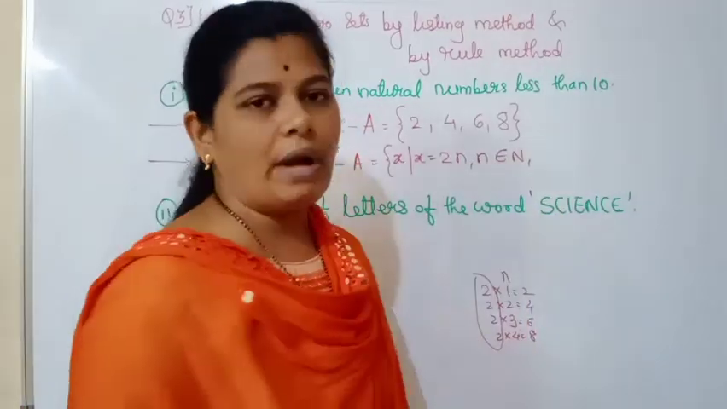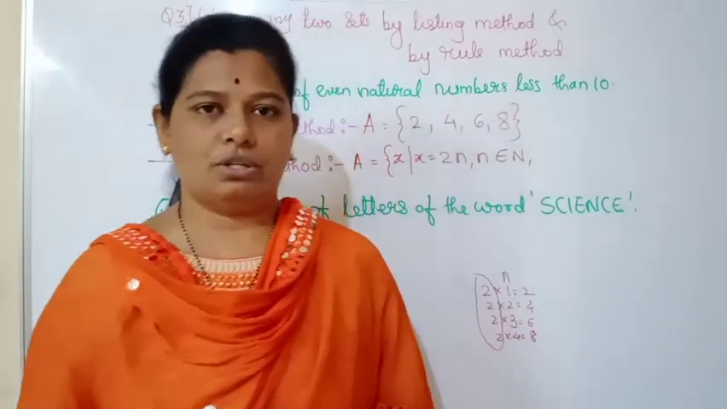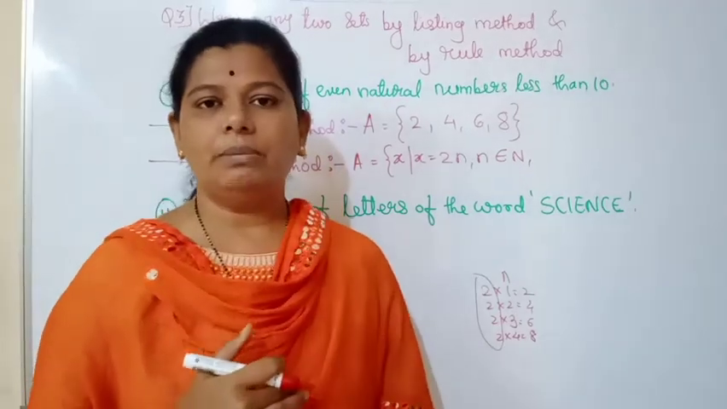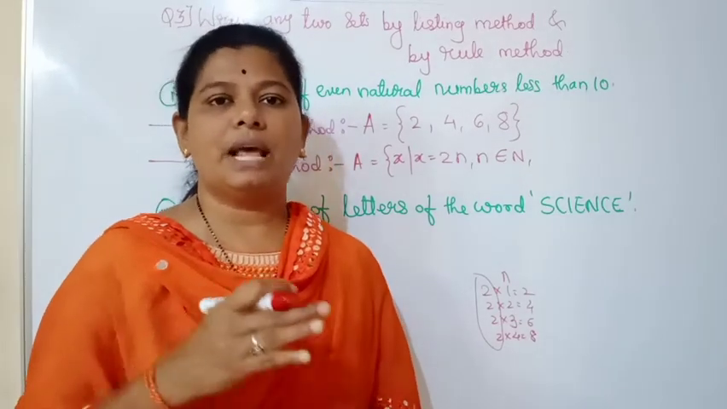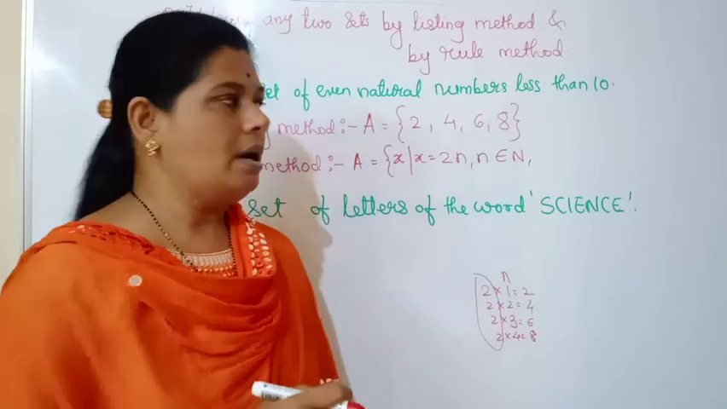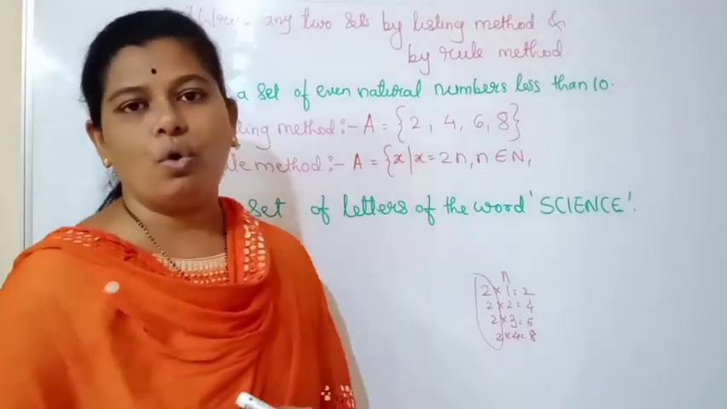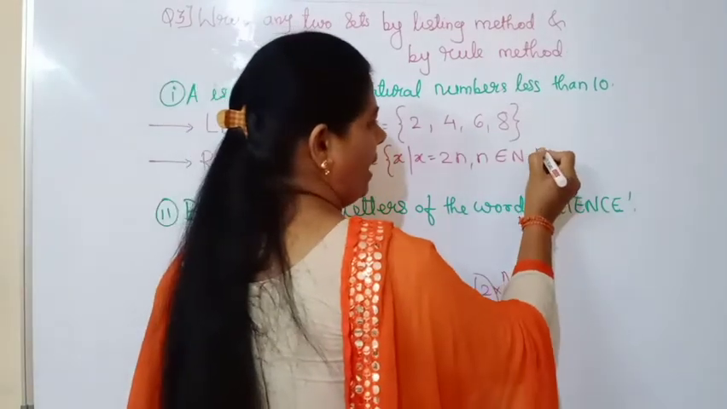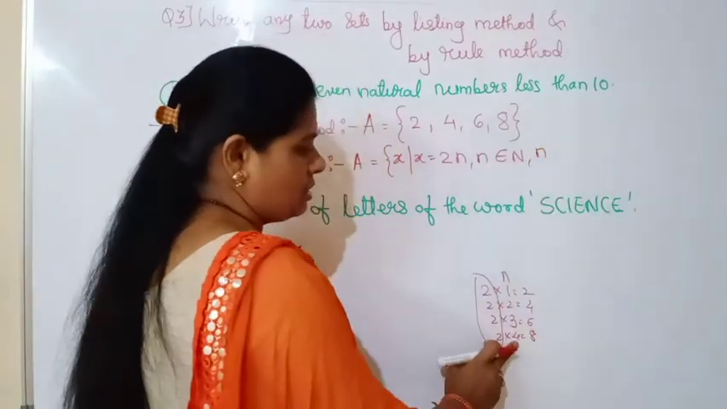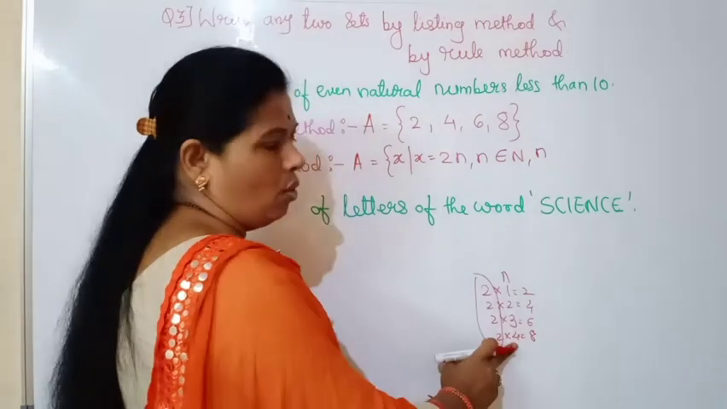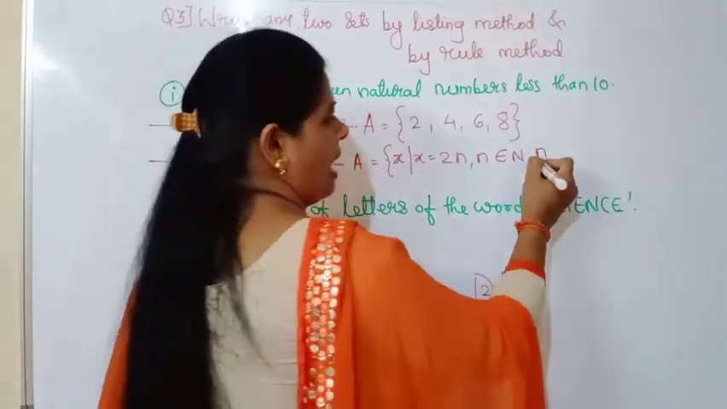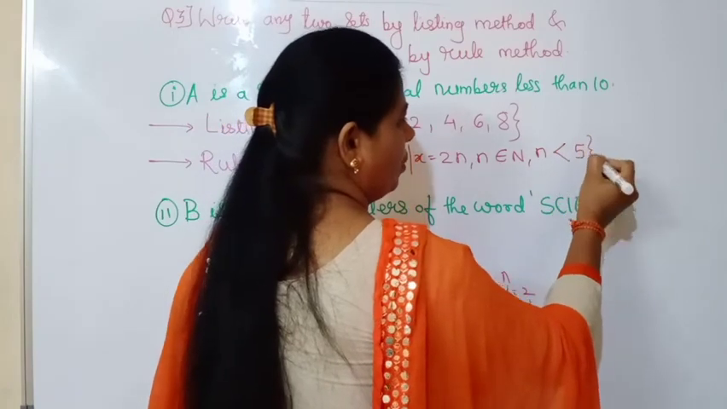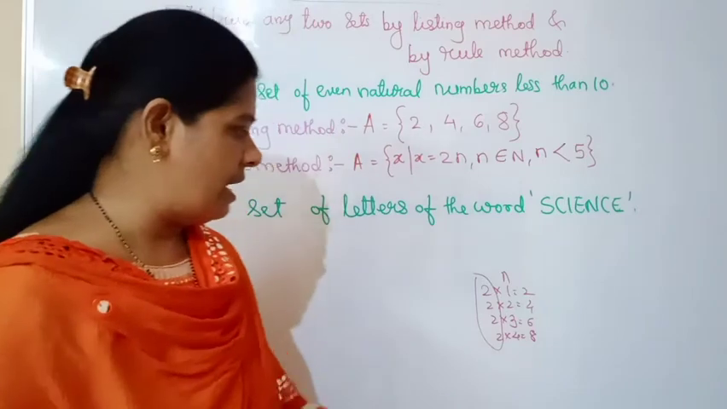Third thing we have to write in the set is the limitation. What is the limitation given to us? They have given us the limitation in the question, that is numbers less than 10. Numbers less than 10 are 2 4 6 8. So till 8 it is there. So the value of n is still 4. So we can write it as the value of n is less than 5.